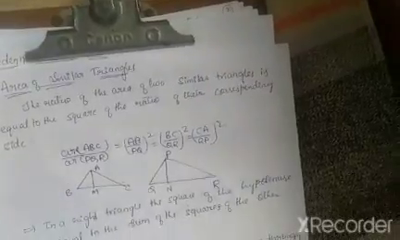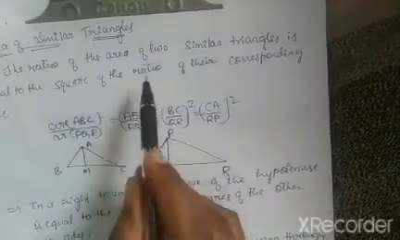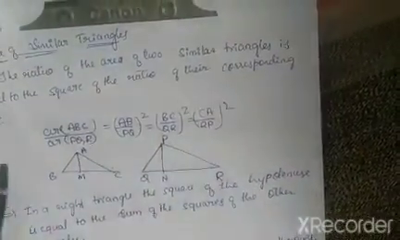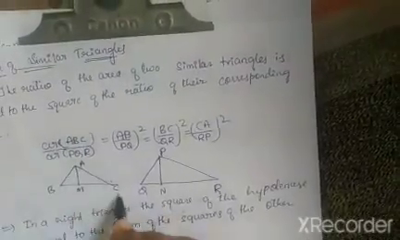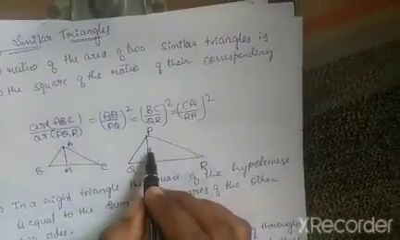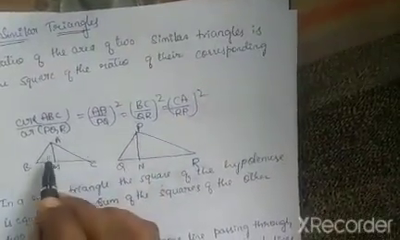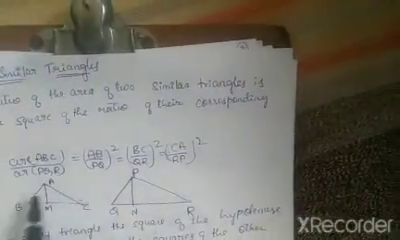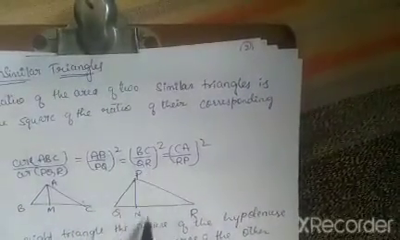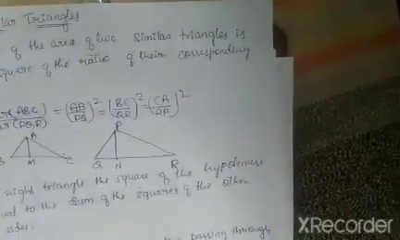So again, area of similar triangles. The ratio of the areas of two similar triangles is equal to the square of the ratio of their corresponding sides. So this is the formula: area of ABC to area of PQR is equal to AB by PQ whole square, BC by QR whole square, CA by RP whole square.